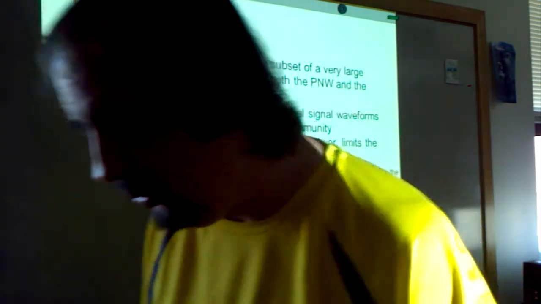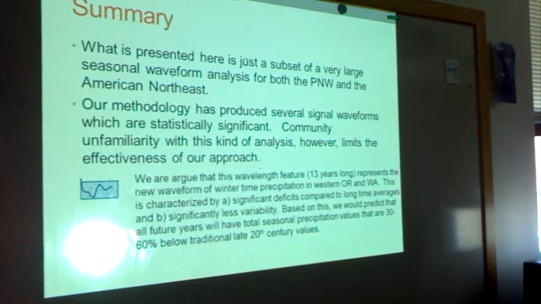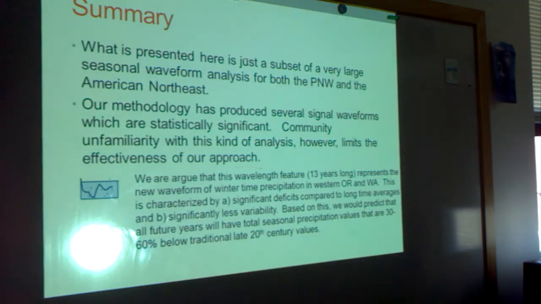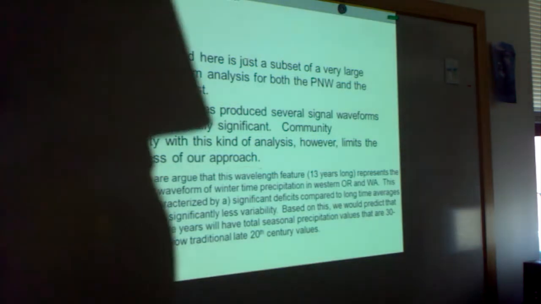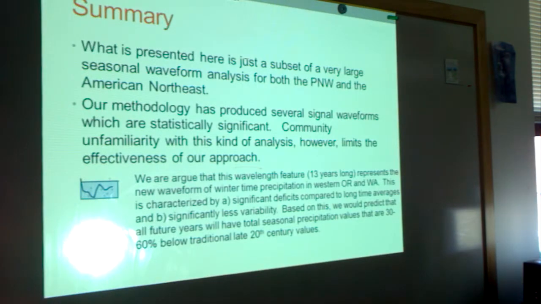Now, I'm tired of being on camera. So, this wavelength feature, 13 years long, to us represents the new waveform of wintertime precipitation that Western Oregon and Western Washington is now going to experience now and forever.